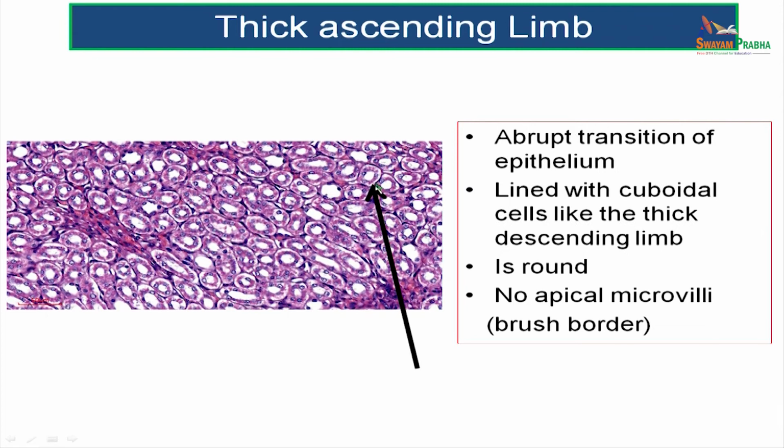Thick ascending limb is lined with cuboidal cells like thick descending limb, it is more rounded. You can see from this picture it is more rounded, but please note there is no apical microvilli, that is brush border. So, lumen is clearly defined or seen.